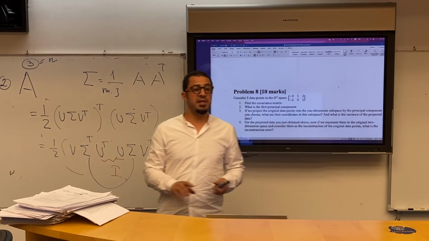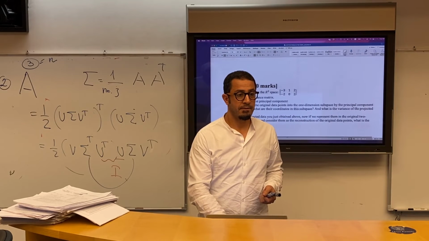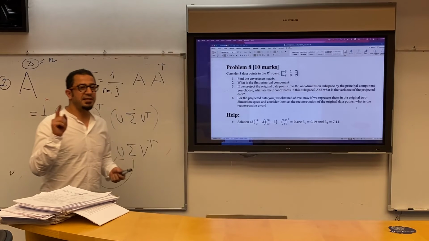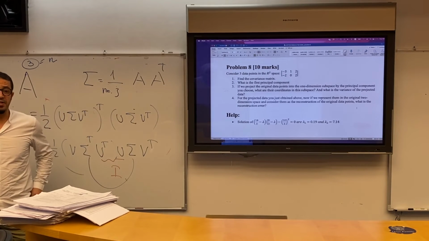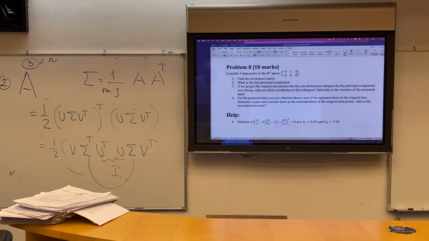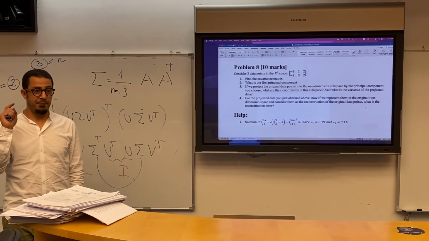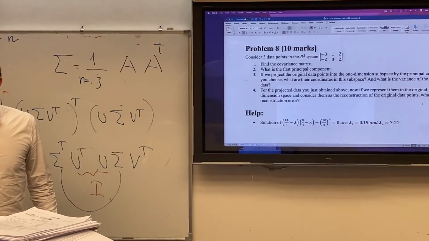So how to find this one here? Consider 3 data points in R square. What is m? What is n? 2 is n? 3 is n. Totally wrong.